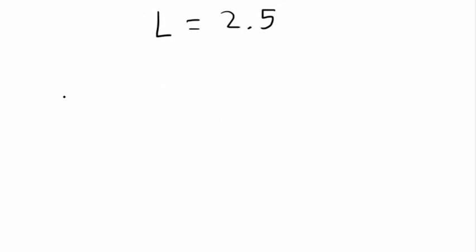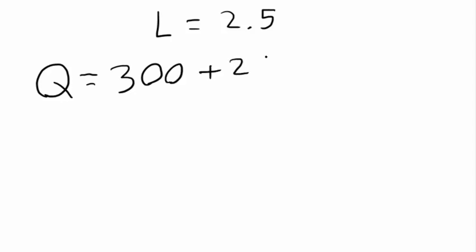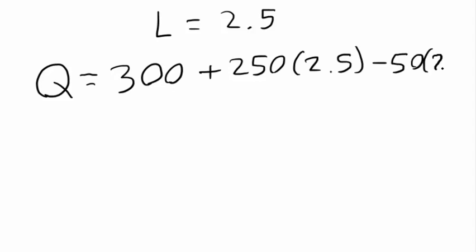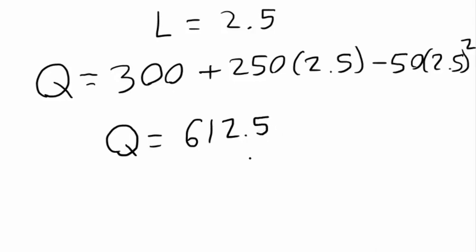And if we want to find our maximum quantity, all we have to do is take our quantity function and plug in 2.5 for L. So we have 300 plus 250 times 2.5 minus 50 times 2.5 squared. And so that gives us our maximum quantity of 612.5. And now we have found our maximum quantity.